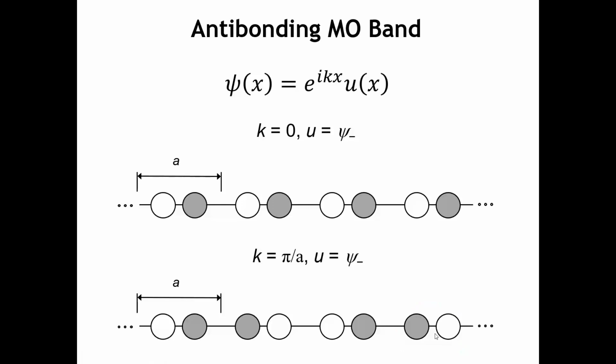Now, if we were to analyze the bonding of this molecular orbital, it's still antibonding within the molecule, but now the intermolecular interaction has turned into a bonding one. So this crystal orbital is going to be lower in energy than the one right above it.